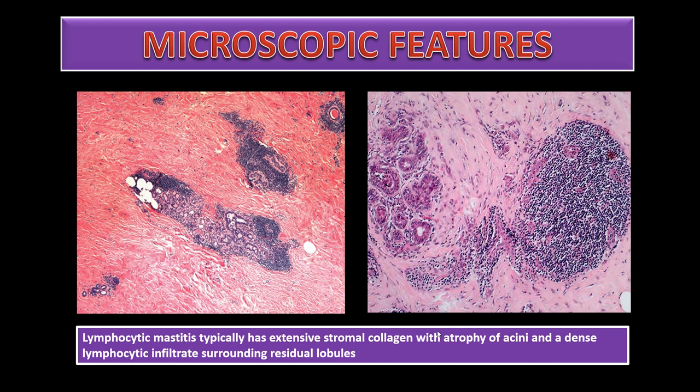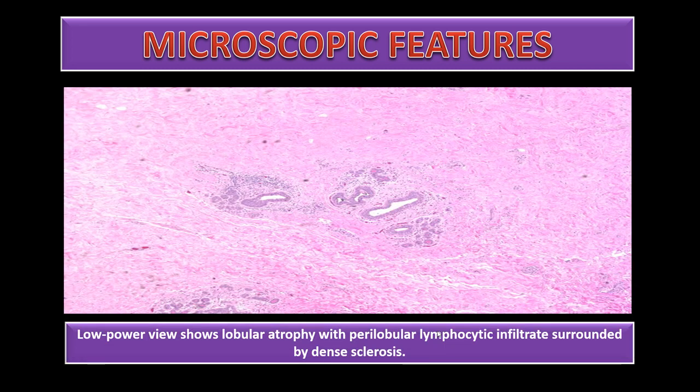These photos show lymphocytic mastitis. Lymphocytic mastitis typically has extensive stromal collagen with atrophy of acini and dense lymphocytic infiltrates surrounding residual lobules. Low power view shows lobular atrophy with perivascular lymphocytic infiltrate surrounded by dense sclerosis.